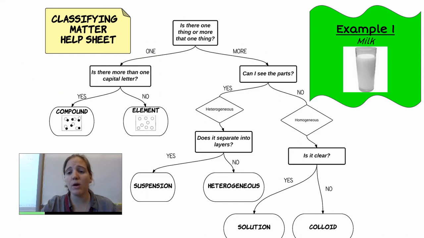All right, example 1, milk. Is there more than one thing in milk? Yes, there's more than one thing. Can you see the parts? No, you can't. So I know it's homogeneous. Is it clear? No, it's not. So it's a colloid.